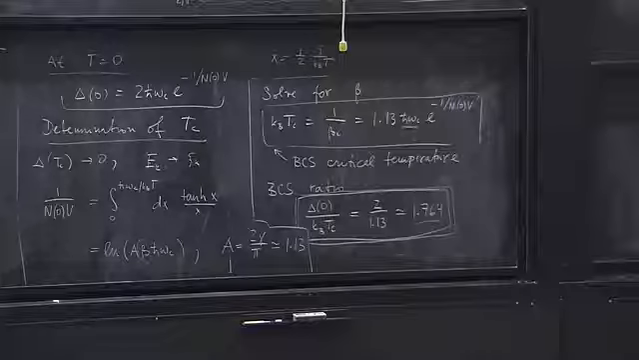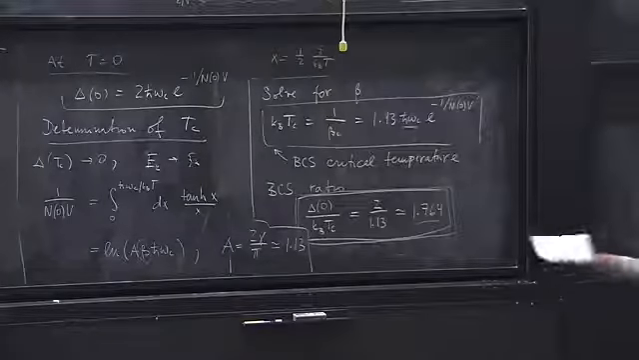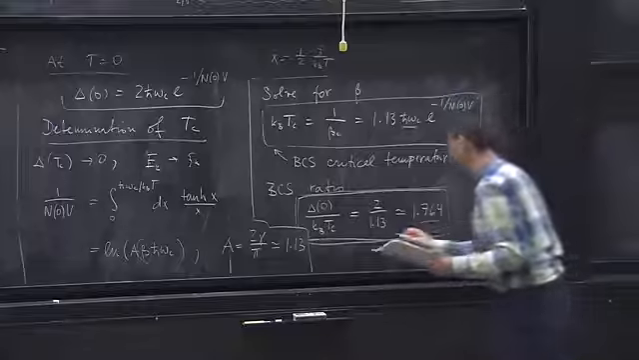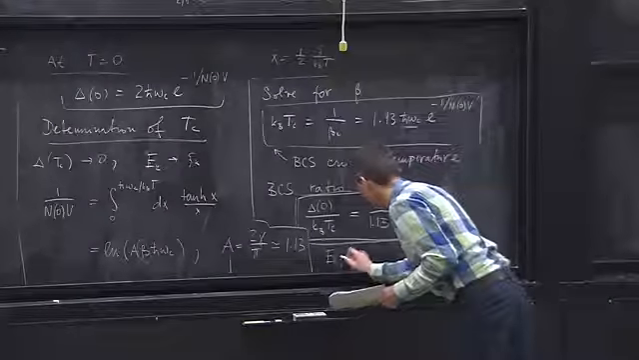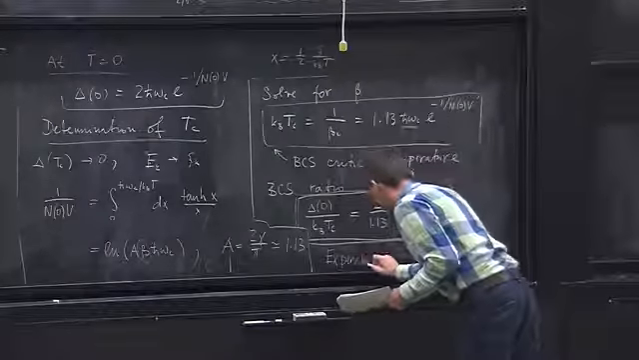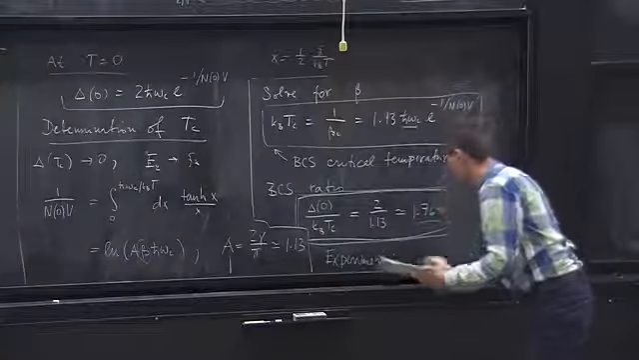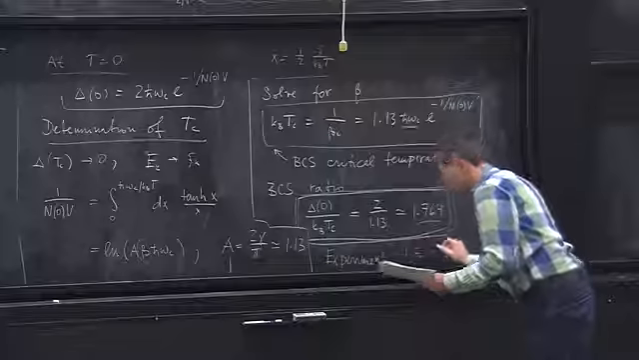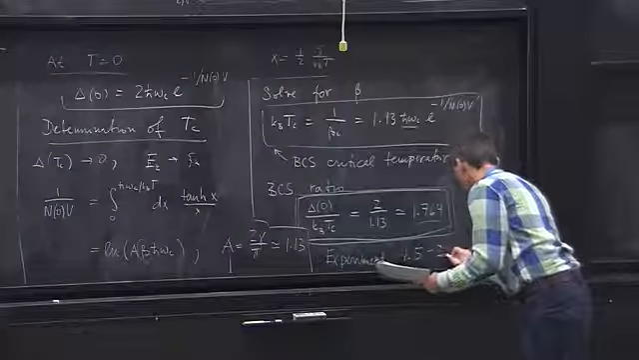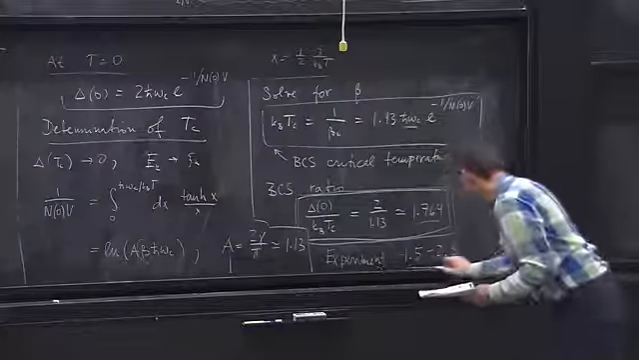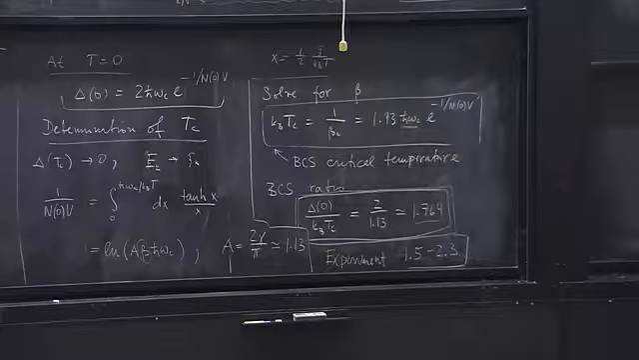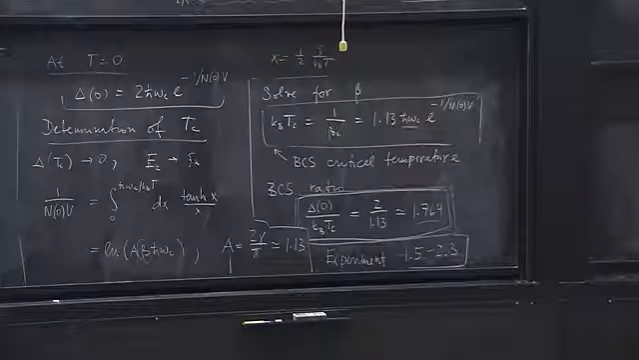And indeed, this has been tested, and in known superconductors, experiment finds this ratio to be in the range between 1.5 and 2.3. So this has been a great success of this theory, and of course it had other successes. Yes?